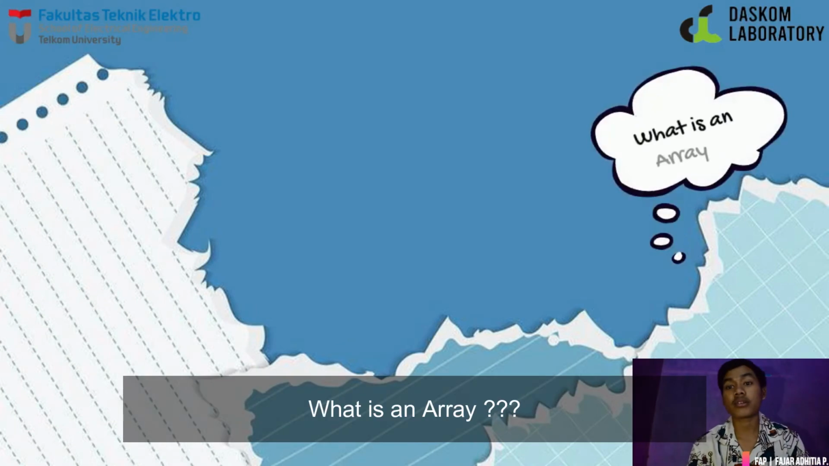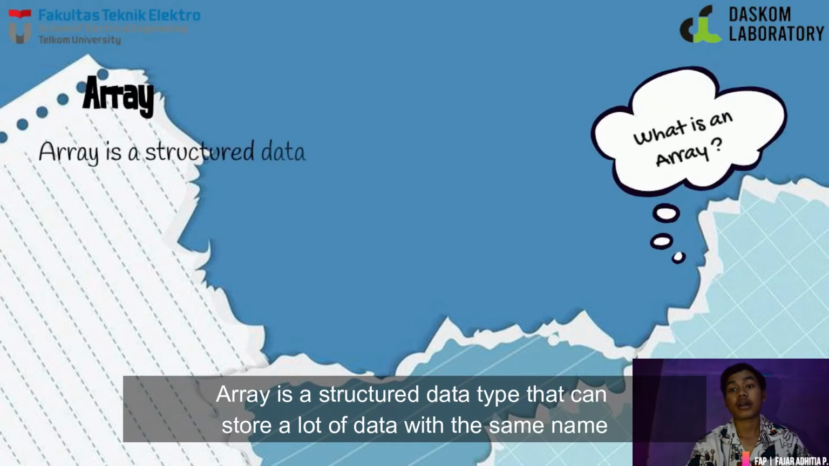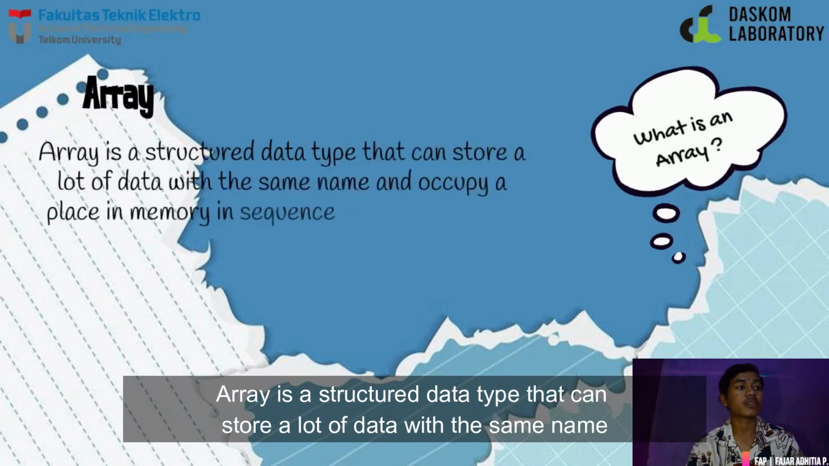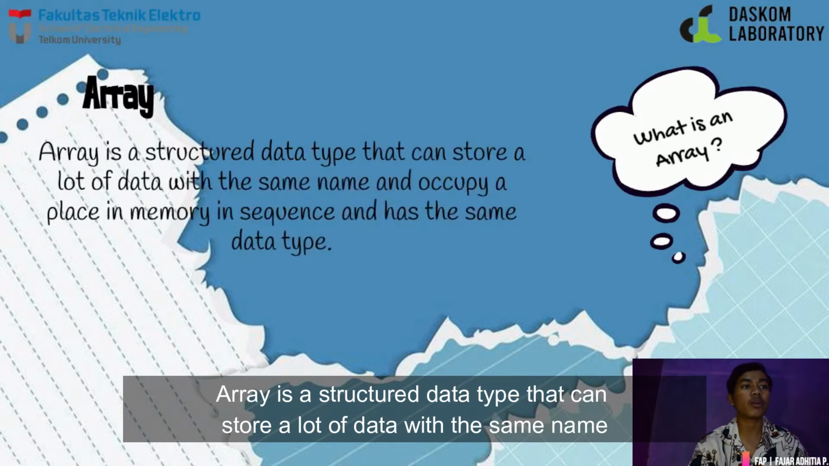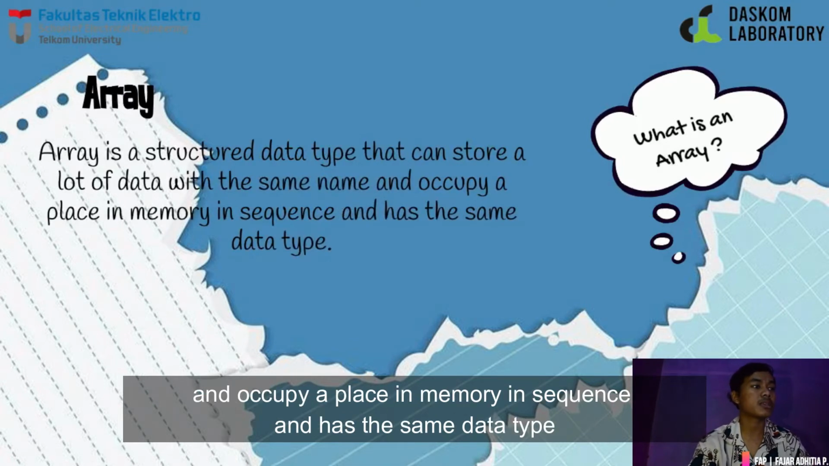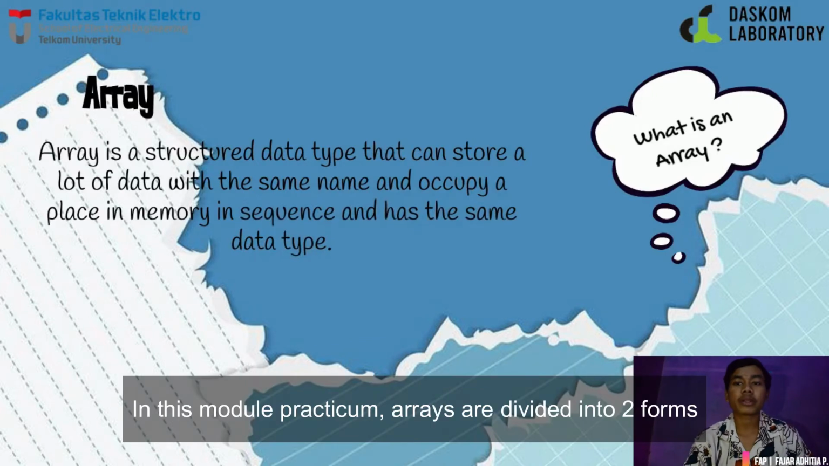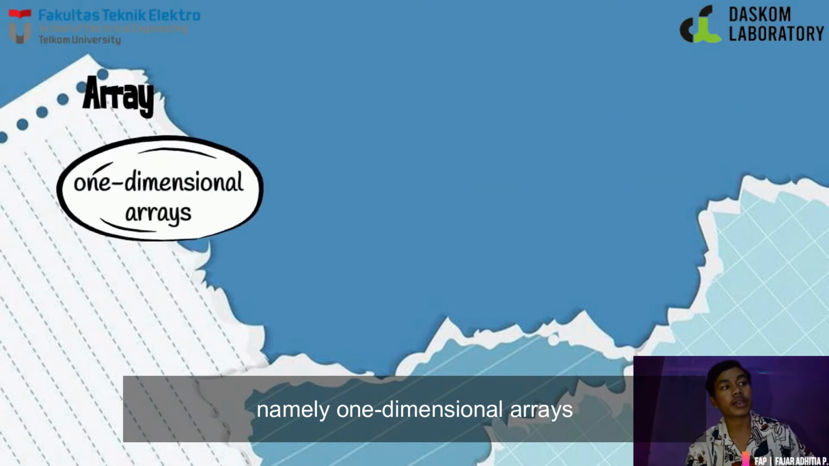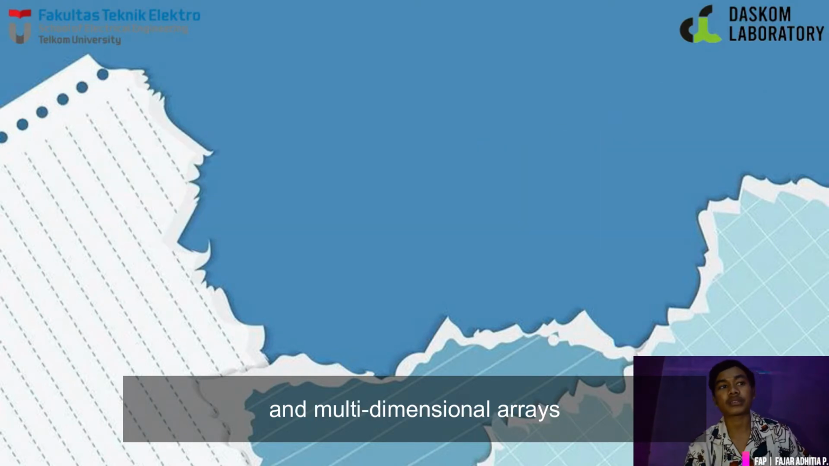Okay, now let's talk about array. What is array in C program? Array is a structured data type that can store a lot of data with the same name and occupancy, placed in memory in sequence, and has the same data type. In this practicum module, arrays are divided into two forms, namely one-dimensional arrays and multidimensional arrays.